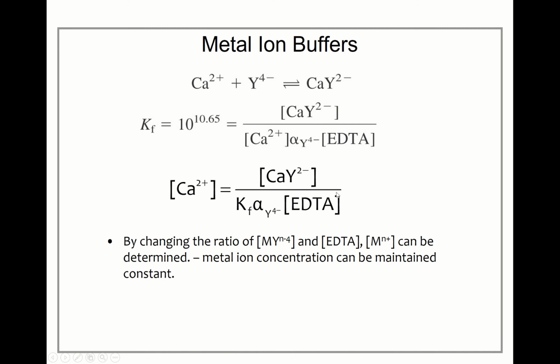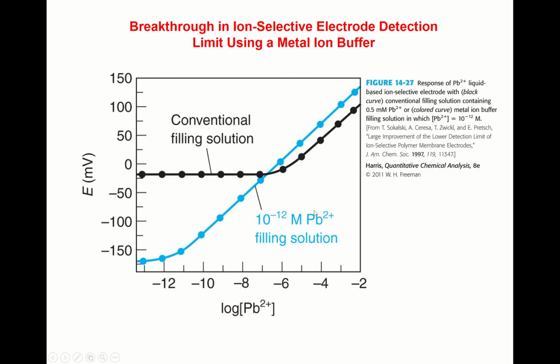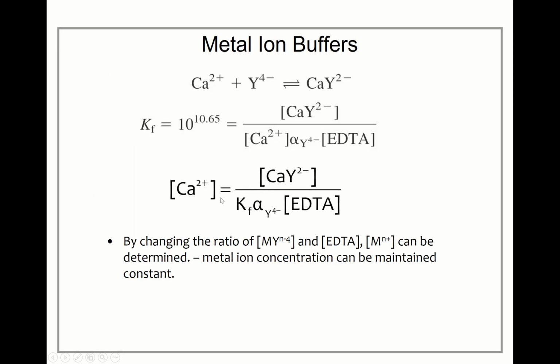And the theory is easy. So in this case, to maintain the lead ion concentration down to maybe 10 to the minus 8, 10 to the minus 10, 10 to the minus 12, you simply look up the Kf for the lead and EDTA complex, and the alpha Y4 minus value at a given condition, and then you calculate the ratio depending on your lead ion concentration. That's the principle.